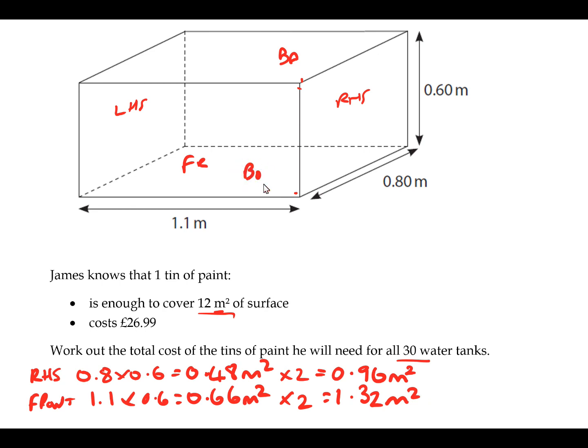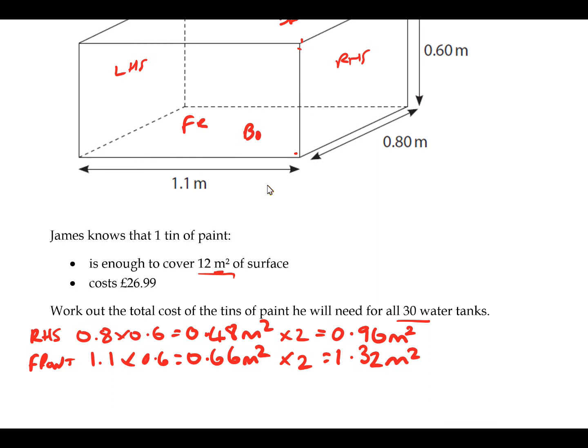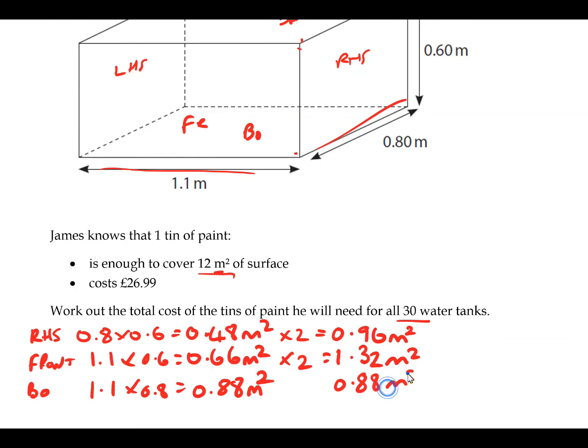Finally, we need to do the bottom. So the dimensions for the bottom is 1.1 meter for the length multiplied by 0.8 of a meter for the depth. And we end up with 0.88 meters squared. We're not going to multiply it by 2 because we don't want the top as well. So now for one tank, we have the 5 surface areas of the tank. Add them together on your calculator and you end up with 3.16 meters squared per tank.